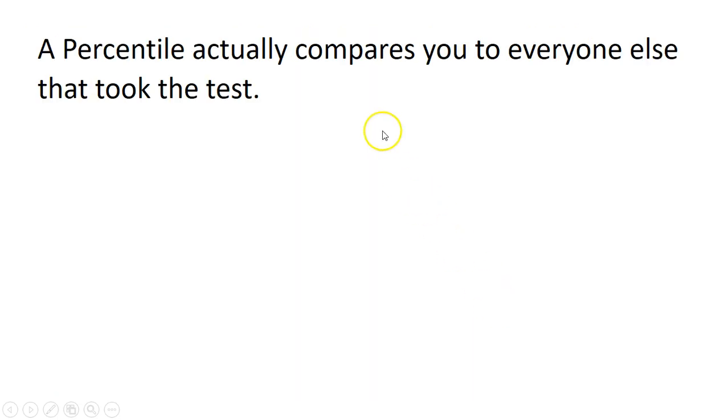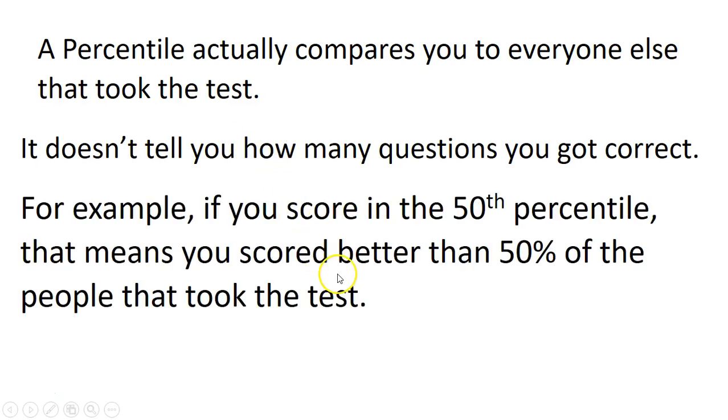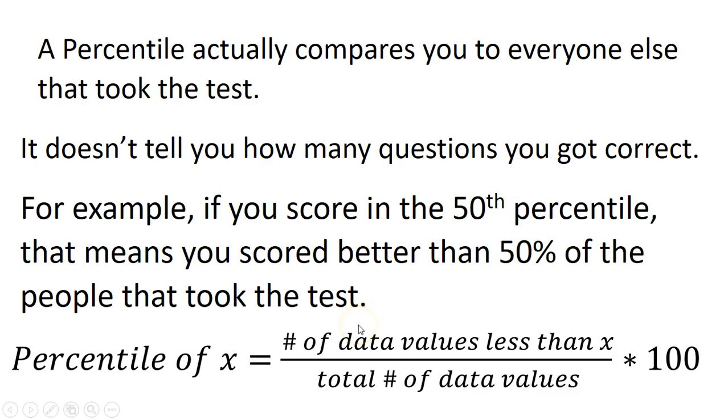A percentile actually compares you to everyone else that took the test. It doesn't tell you how many questions you got right or wrong. For example, if you scored in the 50th percentile, that means you scored better than 50% of the people that took the test. Out of everyone who ever took that test that year, you scored better than half of them. And a percentile rank is the number of data values less than yours, divided by the total number of data values, times 100. That's all it is.